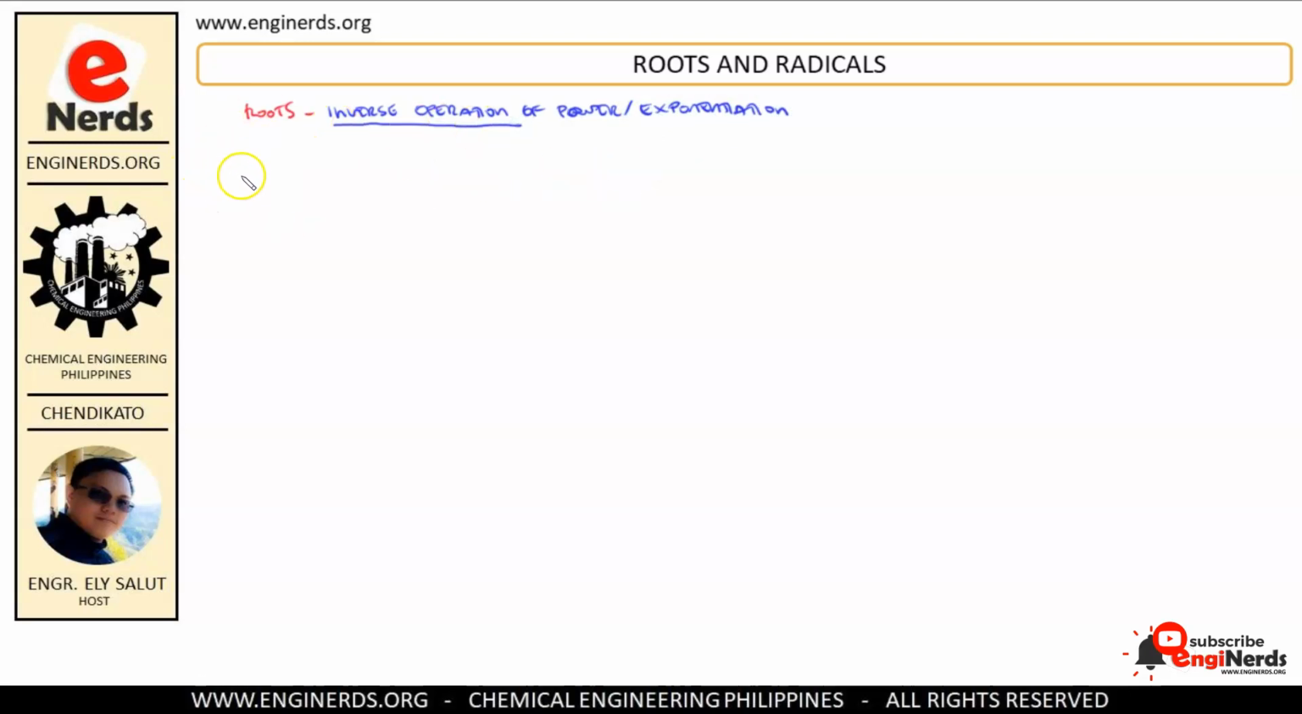We already encountered several inverse operations in mathematics. For example, we have addition and subtraction, wherein we can say, for example, we have the original number 3, and we added 2, you will have 5. Then, the inverse of that is yung subtraction. So, we have 5 minus 2, it will give you back yung original number natin, which is 3.